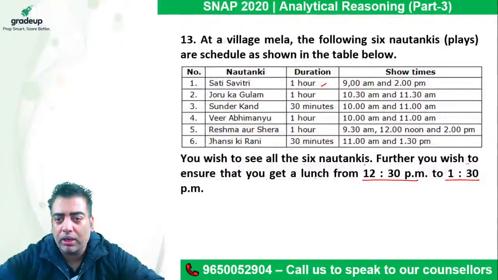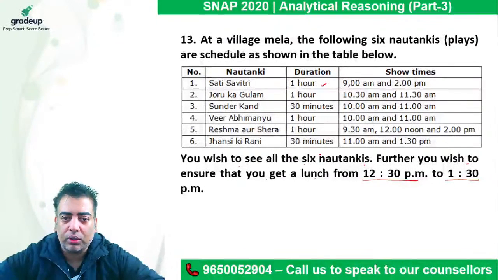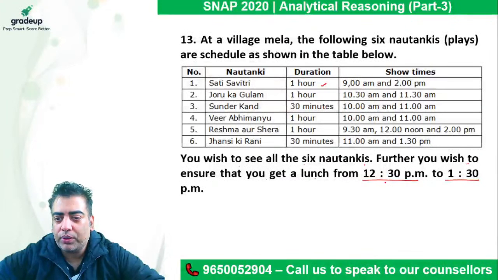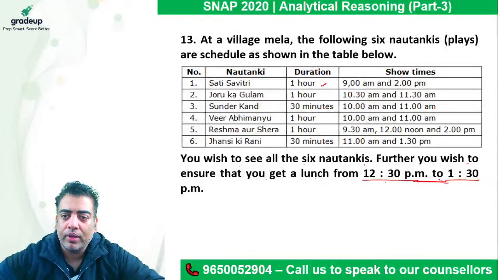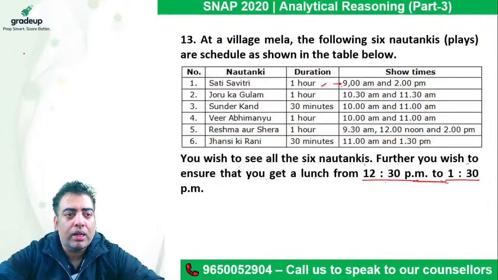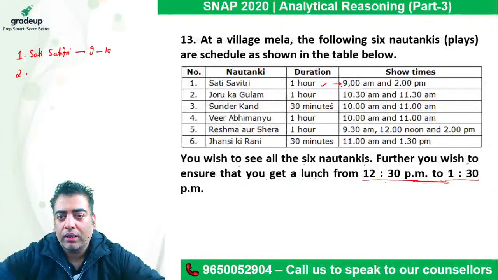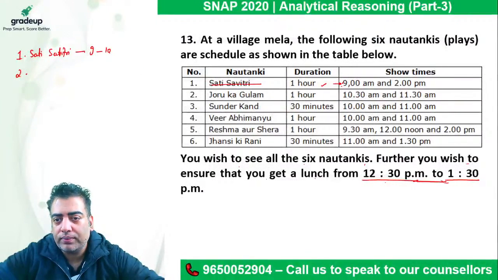So we just need to draw the timeline so that we can watch all the 6 Natakas. So I want to keep 12:30 to 1:30 free for my lunch. I will not be watching any show at this particular time. And I want to start at the earliest. So this show is at 9. So if I watch Sati Savitri at 9, it being a 1 hour show, I will be free at 10. Now Sati Savitri is out of the picture. It goes out. Right. Now I have to see what all shows are available at 10 to me.